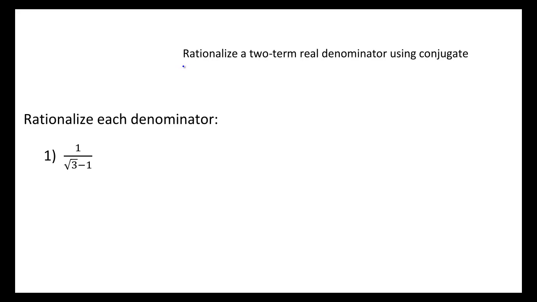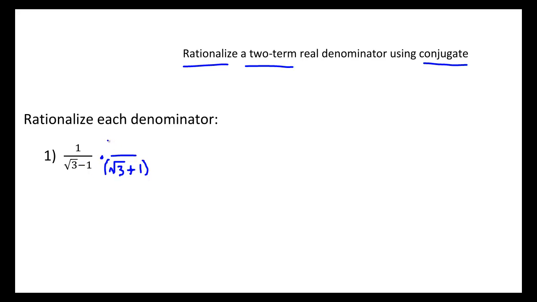This video is about how to rationalize a two-term real denominator using what's called a conjugate. Simply multiply by what's called the conjugate. It ends up being almost the same thing as the denominator, except you change the sign between the two terms. So in this case it was negative, we make it positive. If it was positive, you make it negative.